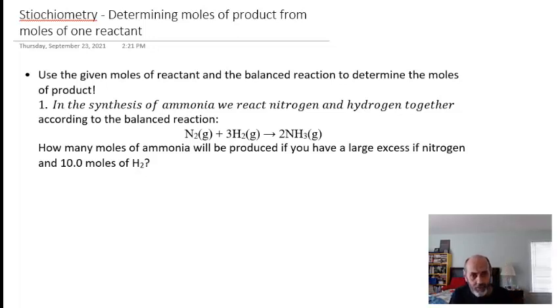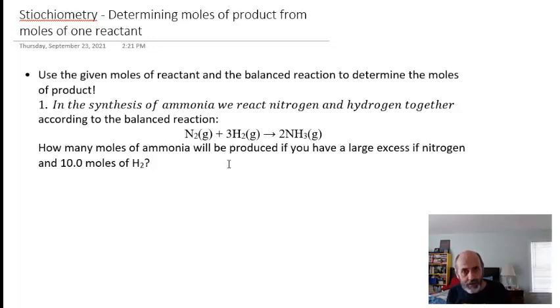So in this problem here, we want to figure out how much ammonia we will produce if we start out with 10 moles of hydrogen and a large excess of N2, so that the amount of hydrogen that is available will limit how much ammonia you can have.